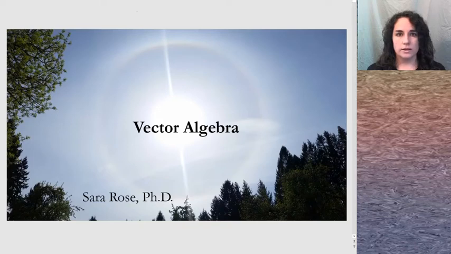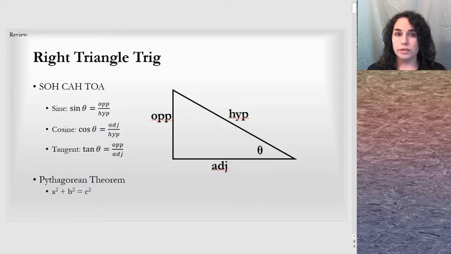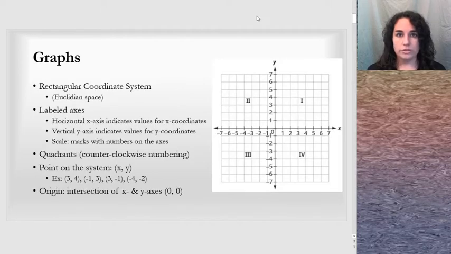In this lesson on vector algebra, I'm going to lay down some skills so that you can resolve vectors, which includes using trigonometry to decompose those vectors and add them together and resolve them into a magnitude and direction. I'm going to remind you of some right triangle trig. SOHCAHTOA, remember SOHCAHTOA with the sine, cosine, and tangent. We're going to keep these functions in mind when we're given a triangle, and also the Pythagorean theorem.